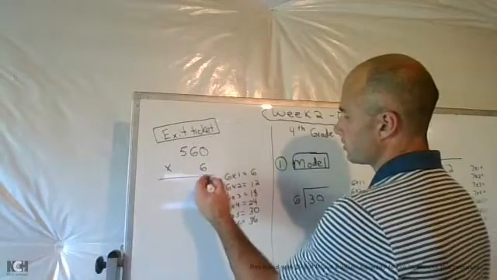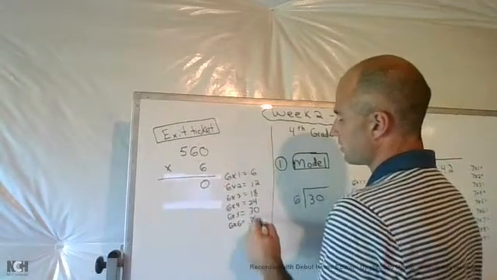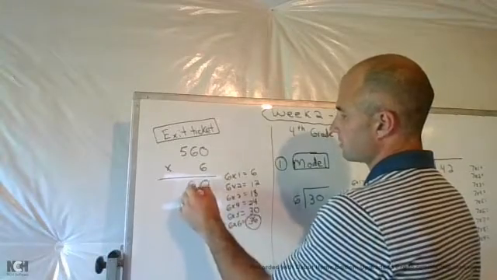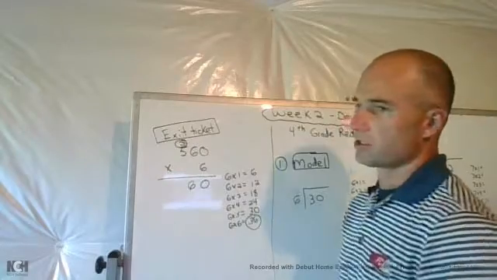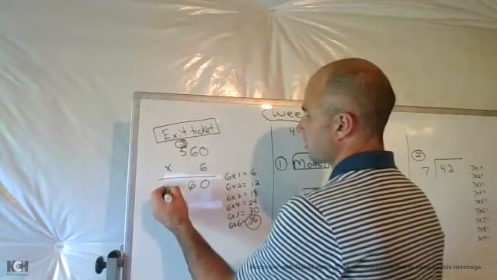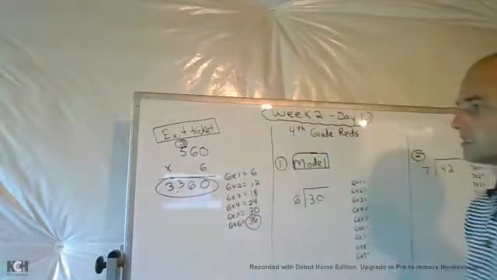So, for starters, 6 times 0 is 0. 6 times 6 is 36. Leave the 6, carry the 3. 6 times 5 is 30, plus 3 more is 33, giving you 3,360.